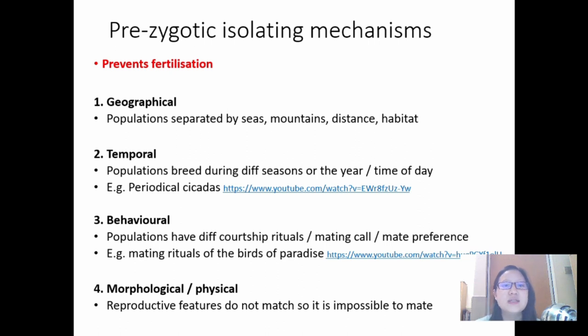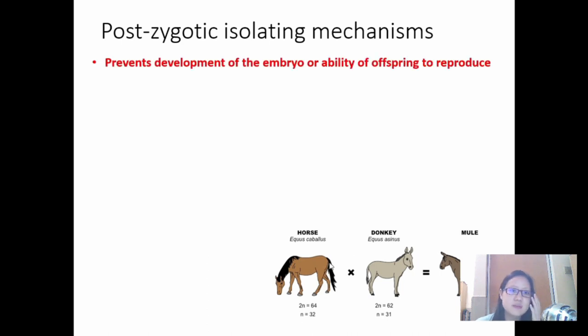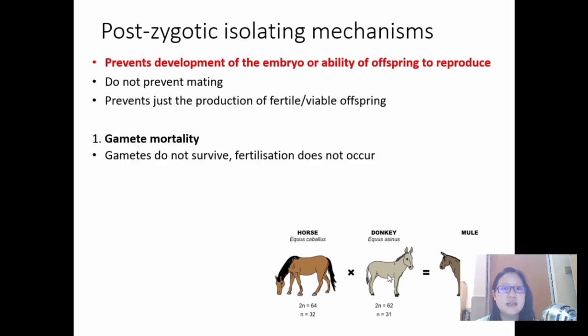Let's go on to the post-zygotic isolating mechanisms. So the post-zygotic isolating mechanism prevents development of the embryo or ability of the offspring to reproduce. This means that it does not prevent mating. So the two animals from different species can mate, maybe can even fertilize, the gametes can fuse, but it cannot develop. Or maybe the offspring that has developed cannot reproduce. So there are three different things here.